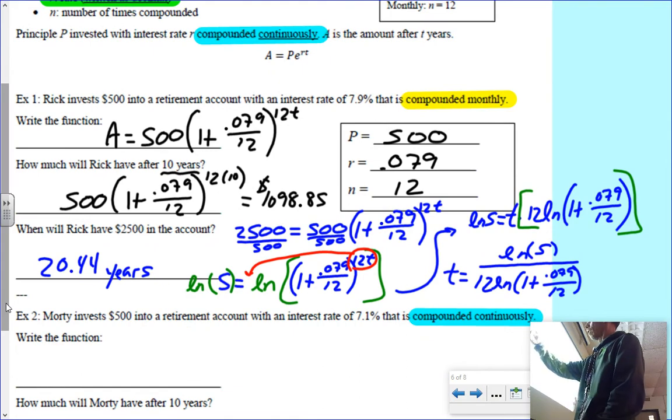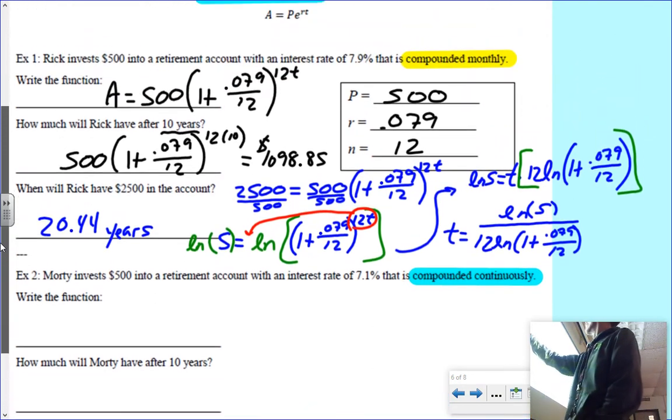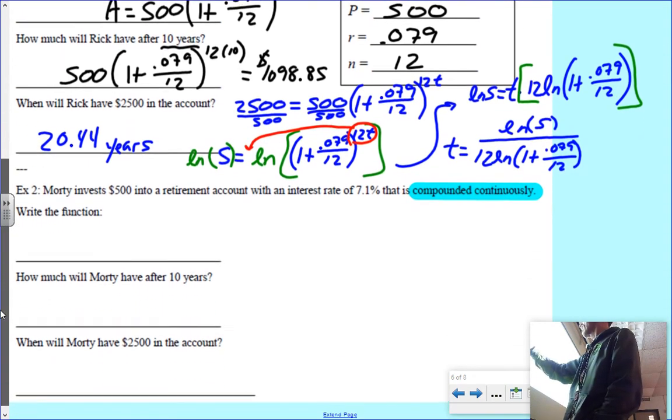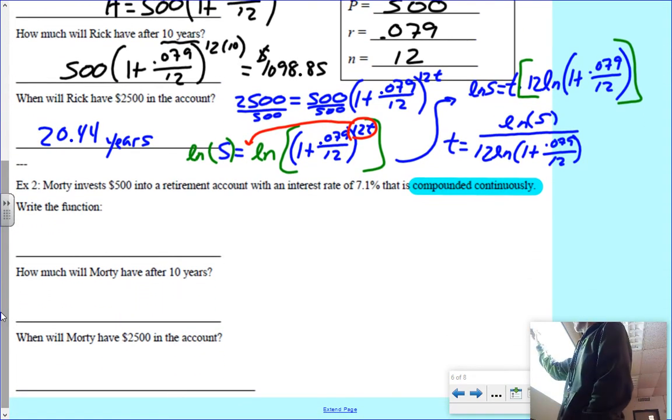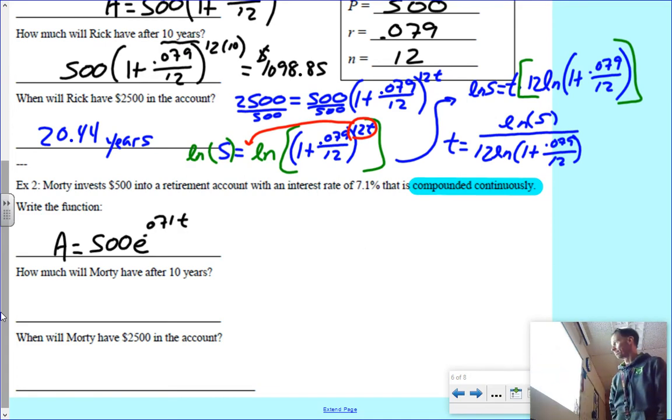Now the other one, so our other situation is Morty has the same amount of money, he's still putting in 500 bucks, has different interest rates, but now it's being compounded continuously. So that is that one right here at the top of the screen now, A equals P e to the rt. So all this is going to be is A equals 500 e, and again, my rate is 0.071 t. That's your whole formula.